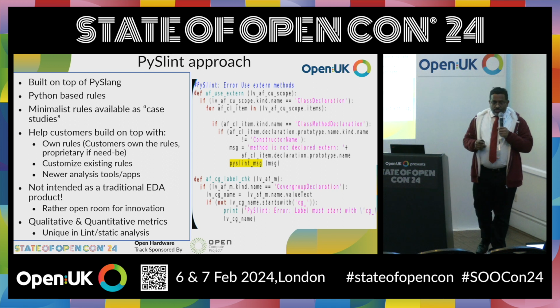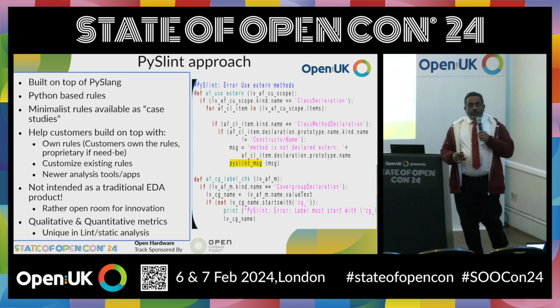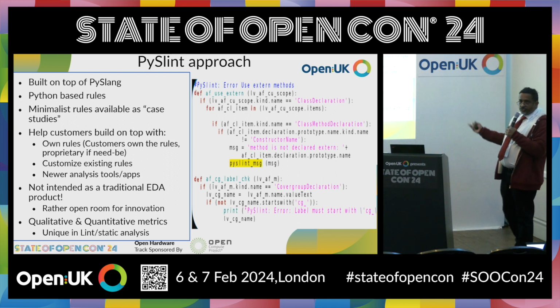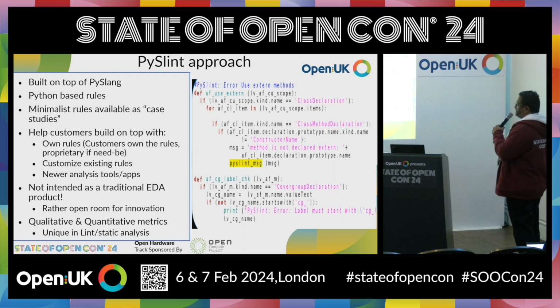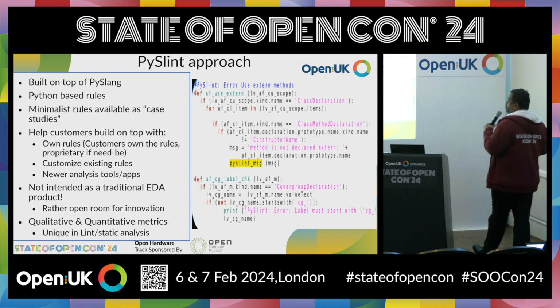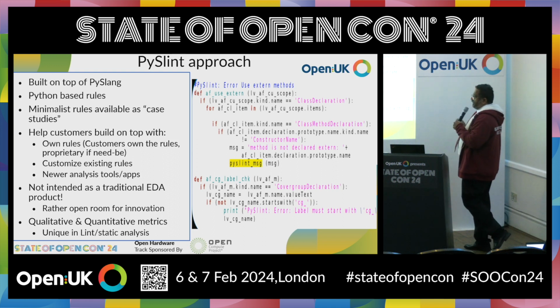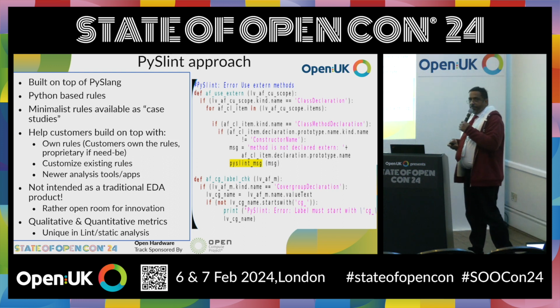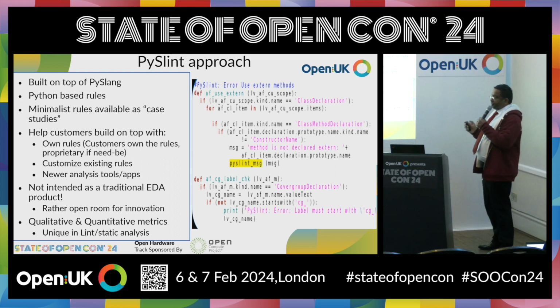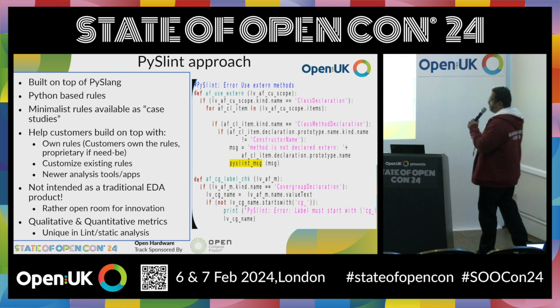For example, if you say, I have my own rules, I do not want to make it open source, can I use it? The answer is absolutely yes. That's a good thing. You can customize existing rules. You can also do newer analysis, which I have some examples of later. It's not intended, again, I'm not building an EDA company to sell you tools. Rather, it's an open room for innovation.